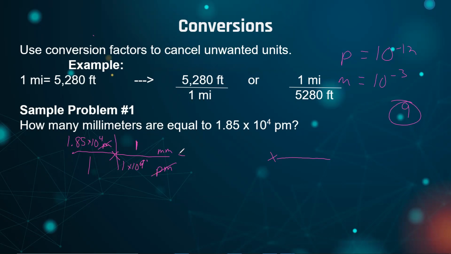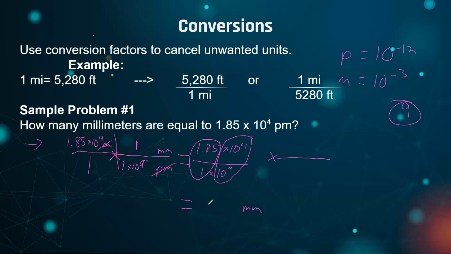Okay, so to solve that problem, what we're going to do is multiply straight across on the top. We get 1.85 times 10 to the 4th on the top, and we get 1 times 10 to the 9th on the bottom. Our units cancel out, picometers with picometers. So when we do that division, we would get our answer in millimeters. So if we recall how to do multiplication and division in scientific notation, we are going to separate those numbers into 2 portions. We have our raw numbers and our exponents.